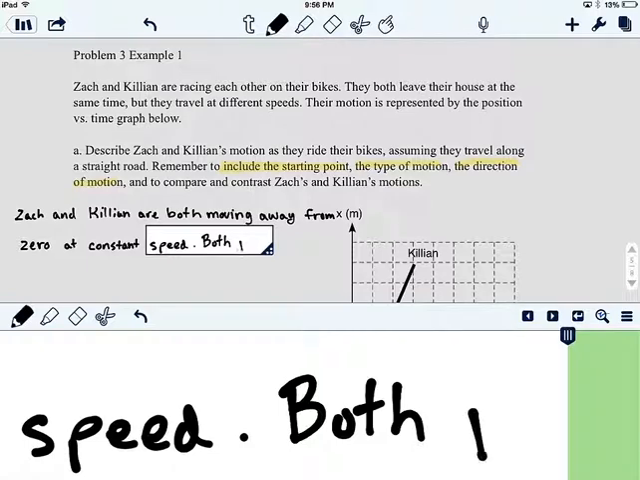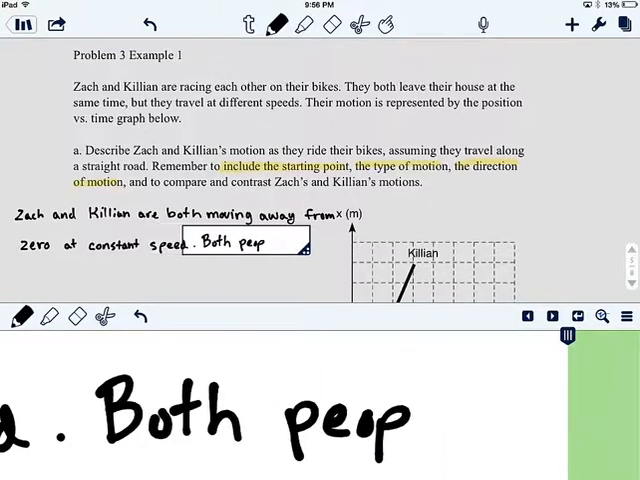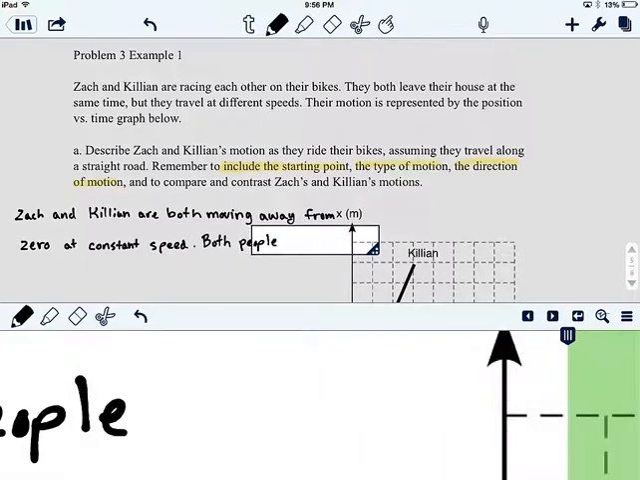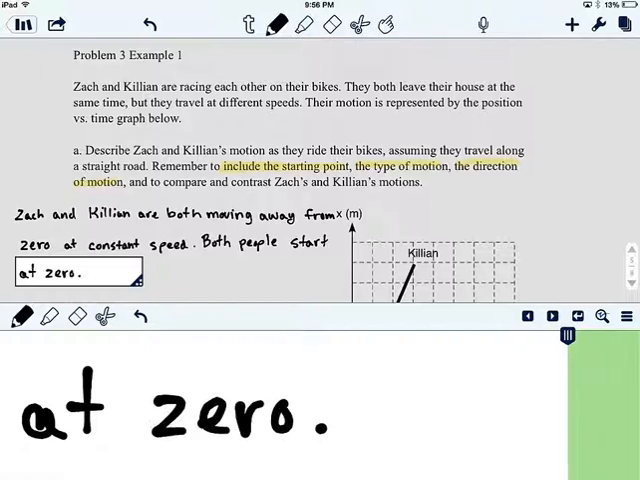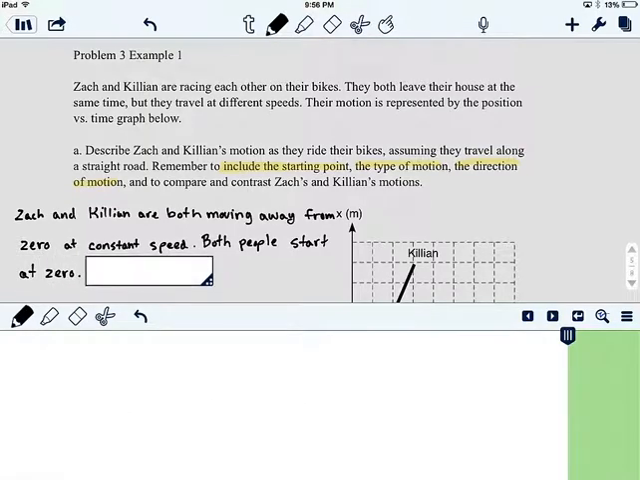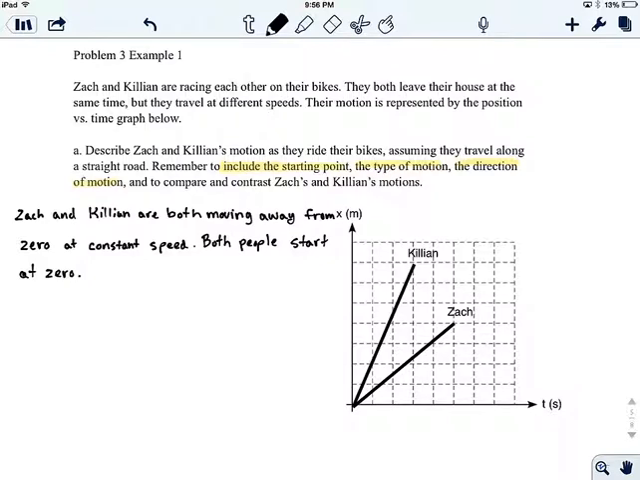All right, so I'm going to say both people start down at zero. All right, there we go. So now, geez, that was almost bad, guys. All right, so now I've done my starting point, I've done my type of motion, I've done my direction.